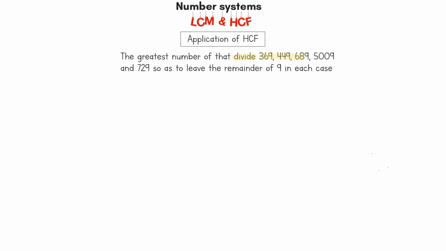The numbers 369, 440, 680, 5000 and 720, so as to leave a remainder of 9 in each case. In the earlier problem I gave you different remainders. Now I am giving you one same remainder. So there is one number which divides 369, giving you the remainder of 9. The same number divides 440, giving you again the remainder of 9. It divides 680, giving you the remainder of 9. And it divides 5000, giving you the remainder of 9.